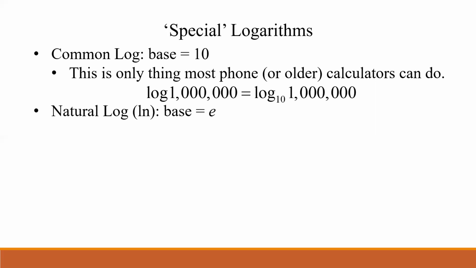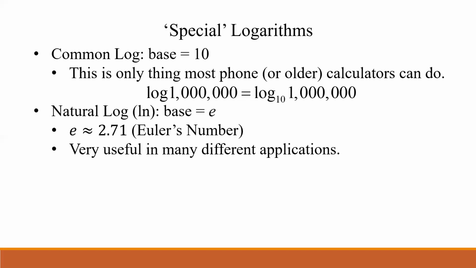Okay. The second special case is what we call the natural log, and that's abbreviated ln. And that is an L, not a 1. So ln is when the base is e. And e is a special number. It's called Euler's number. It's also called the natural base. It's roughly 2.71. It's irrational, just like pi is irrational. The decimal goes on forever and ever. But really what this means is it's a log base e.